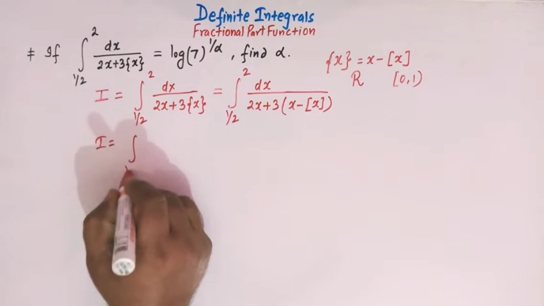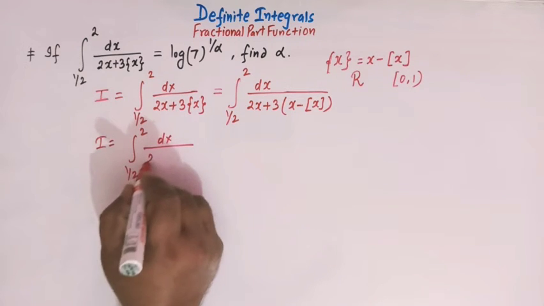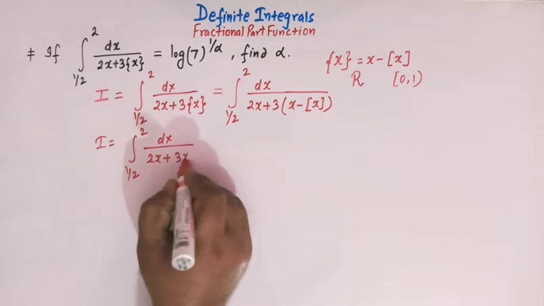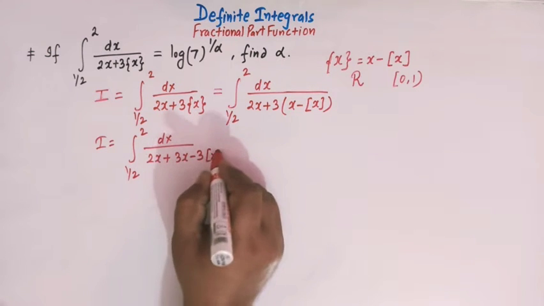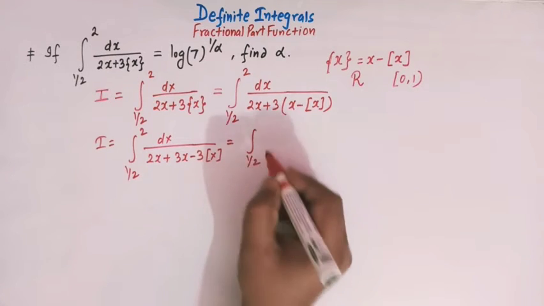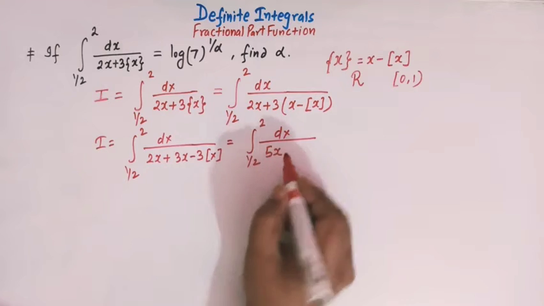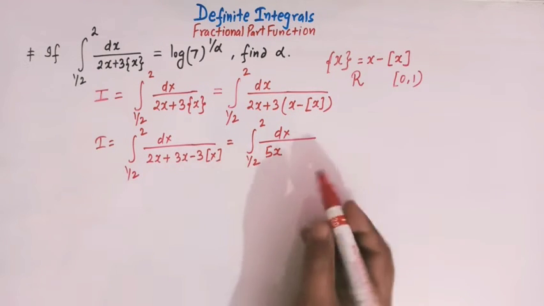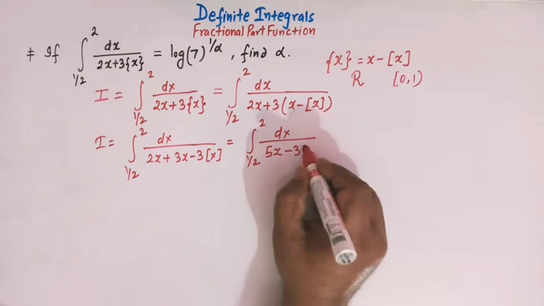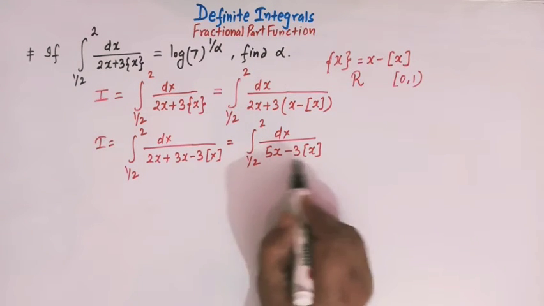So we have half and 2 here, dx over 2x plus 3x minus 3 times the greatest integer of x, and here we have half to 2 dx, and 2x plus 3x is 5x, minus 3 times the greatest integer of x, right? So now we have to solve this integral, right?